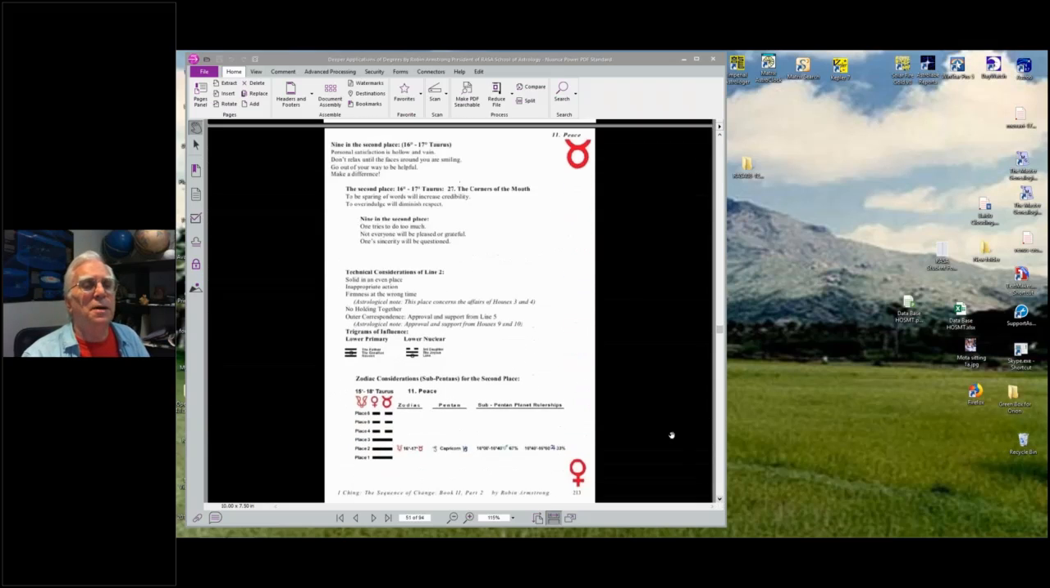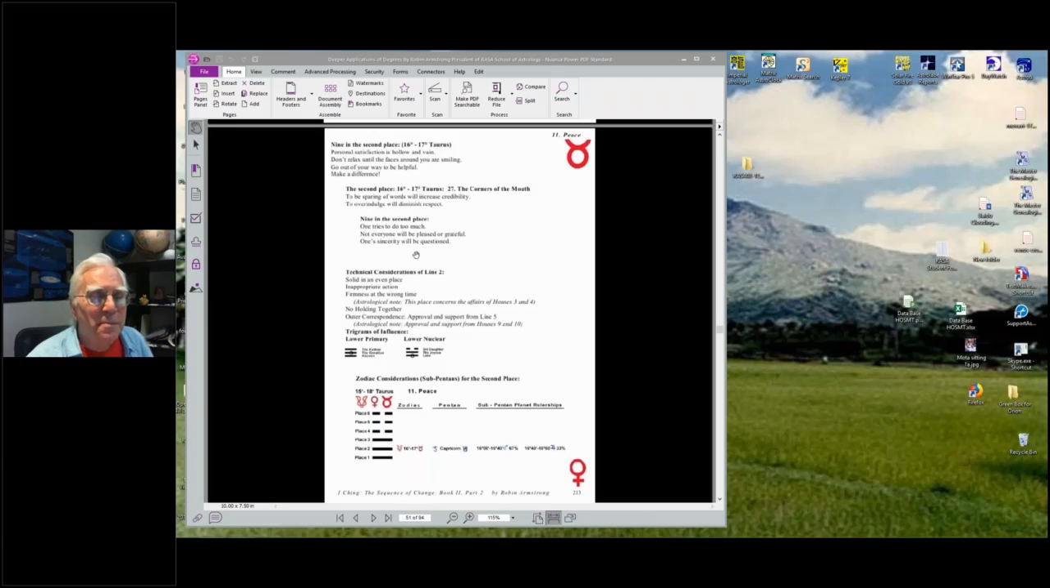The individual line: don't relax until the faces around you are smiling. Go out of your way to be helpful, make a difference. So it's like almost avoid aggression or anger, be more Venusian. To be sparing of words will increase credibility. To overindulge will diminish respect. The third one tries to do too much. Not everyone will be pleased or grateful. One's sincerity will be questioned.